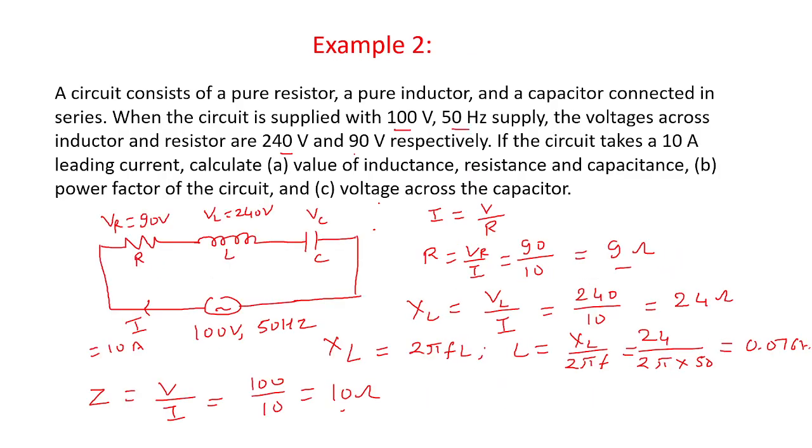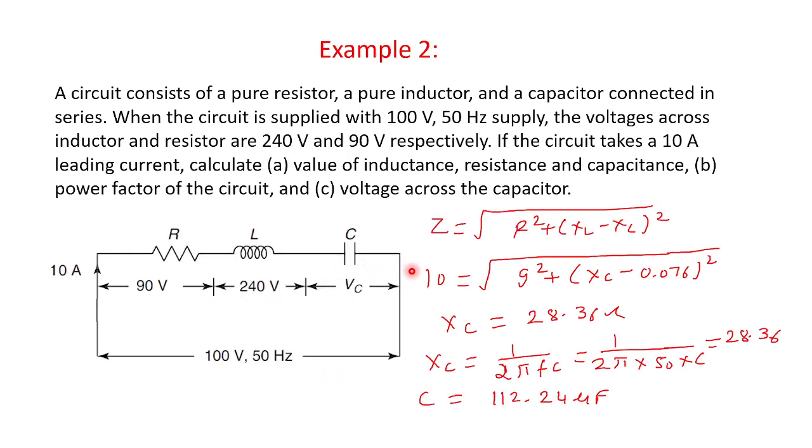So in this example, first we calculated the resistance, which is VR divided by I. Then we calculated the inductance. For the calculation of inductance, first we calculated the inductive reactance, that is XL, which is VL divided by I. VL was given, current is also given. After calculation of XL, we easily calculated the inductance, that is XL divided by 2 pi F. Frequency is 50 in this example. After that, we calculated the impedance, that is voltage divided by current, and voltage is 100, current is 10. So impedance is also calculated.